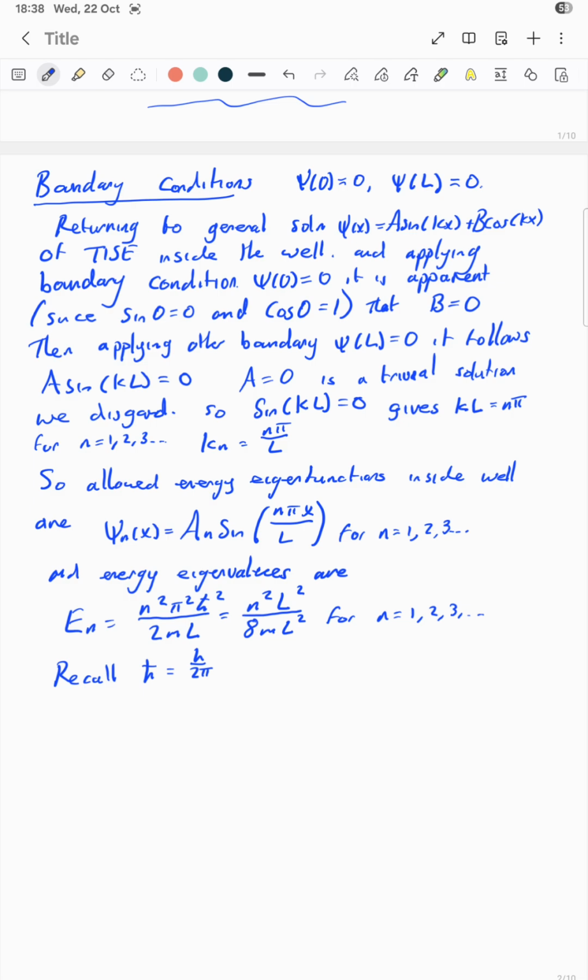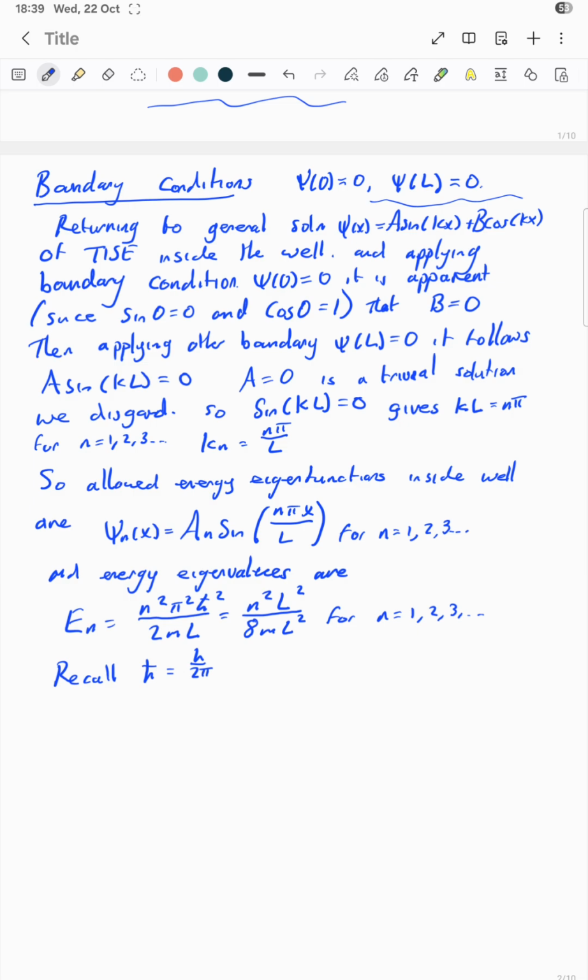Now apply some boundary conditions: ψ(0) = 0 and ψ(L) = 0. Returning to the general solution, which is ψ = A sin(kx) + B cos(kx), of the time independent Schrodinger equation inside the well, and applying boundary conditions, it is apparent, since sine of 0 equals 0 and cosine of 0 equals 1, that B equals 0. Then applying another boundary condition, ψ(L) = 0, it follows that A sin(kL) = 0.